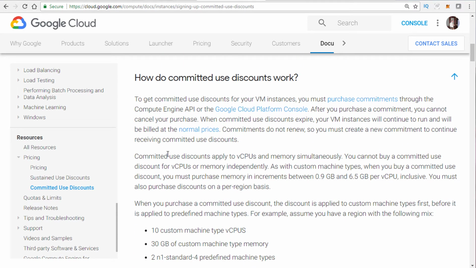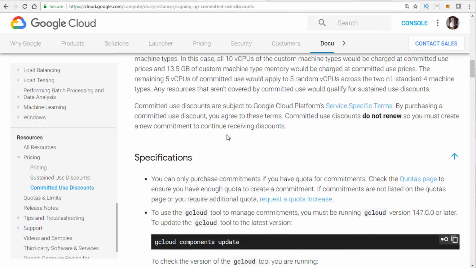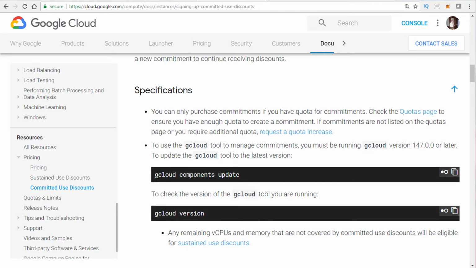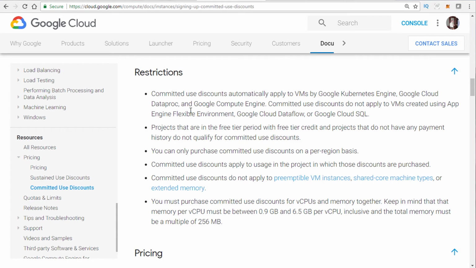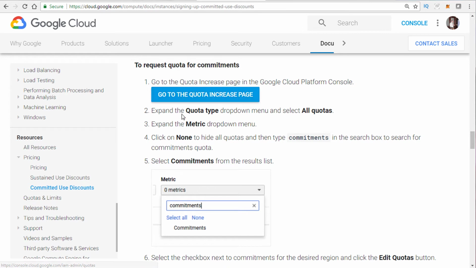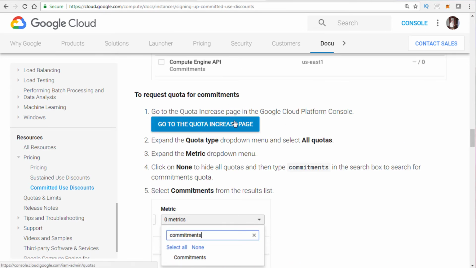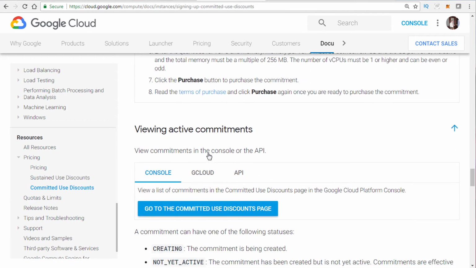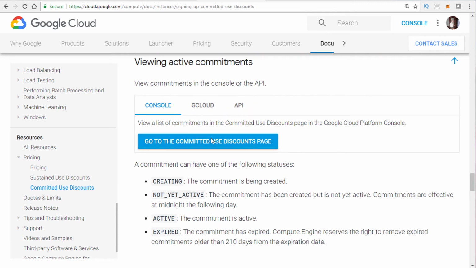Now, how does the discount work? Again, pay attention to this. Now, one of the questions I want to point out was actually, oddly enough, if you want to know your gcloud version, make sure you look at that. But again, let's get back to VMs and pricing. Now, if you scroll down here, quotas, you also need to be aware of quotas as well. I would encourage you to look at this page. And when it comes to commitments, the committed use discount page, you can find that information a couple different ways. You could use console, gcloud, or API.